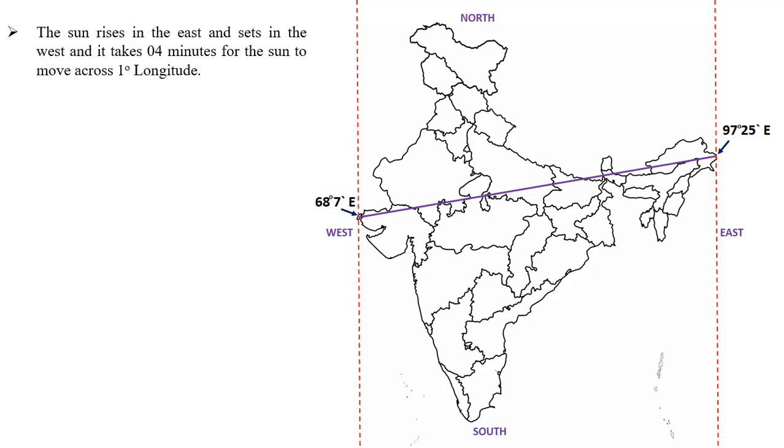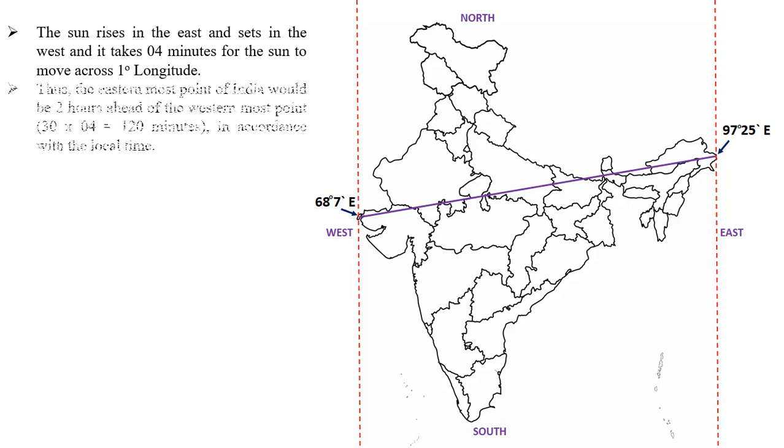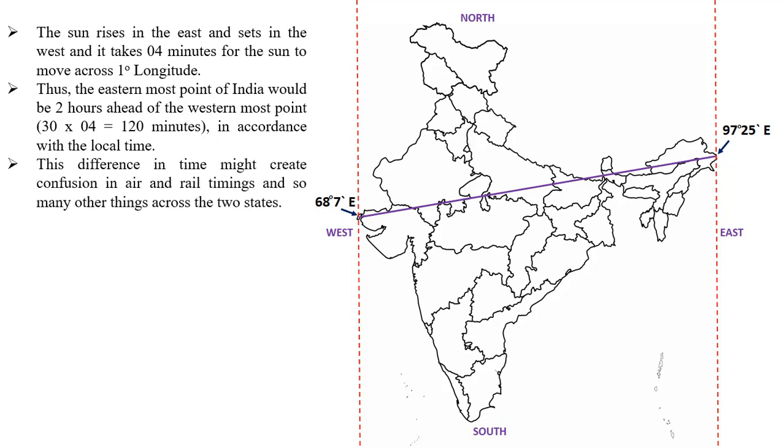Let's move ahead. We have learned till now, sun rises in the east and sets in the west, and sun takes 4 minutes to travel through 1° longitude. And now if you see, sun is taking 4 minutes, and the longitudinal extent difference that we have seen is 30 degrees. So if we multiply 30 into 4, it becomes 120 minutes. That is equivalent to 2 hours, right?